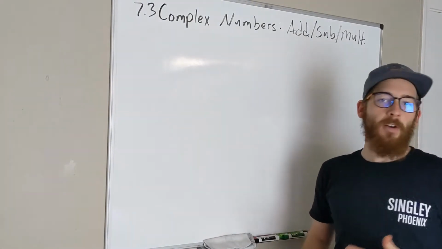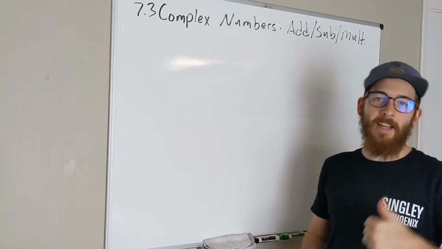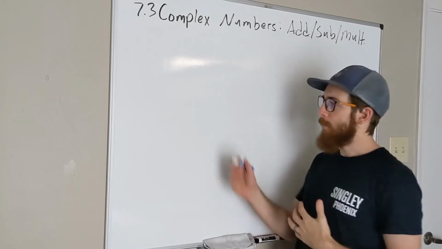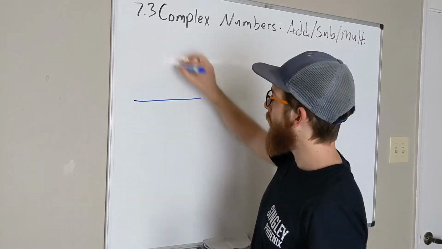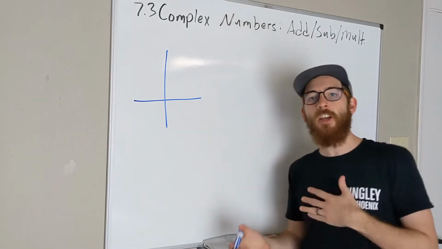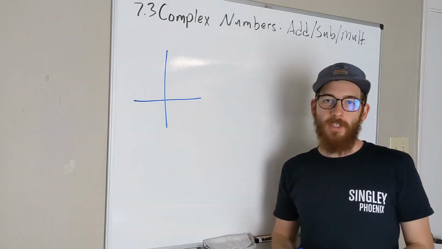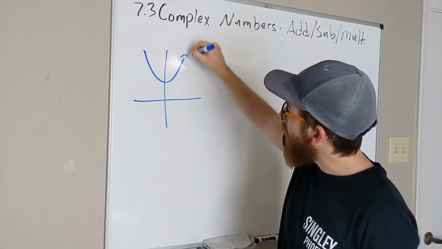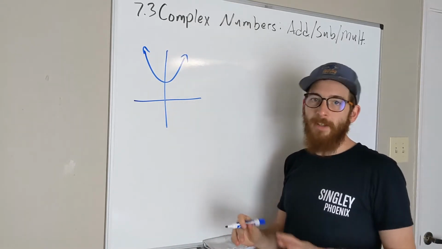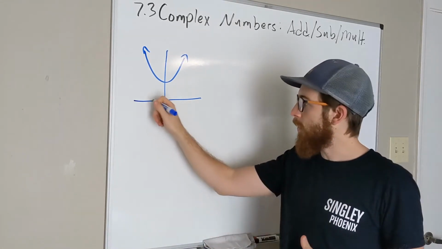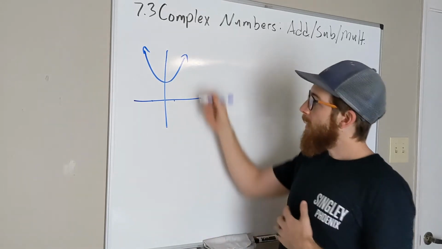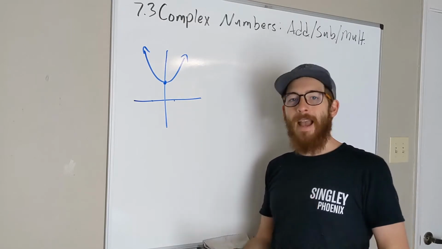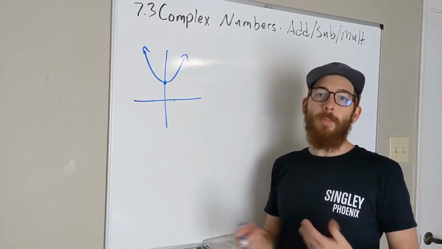7.3 is all about complex numbers and how to add, subtract, and multiply these numbers together. Before we get into it, I want to explain how this is going to be related to our next topic, which is quadratic equations. If I have a quadratic equation that looks like this, and later we'll talk about roots, zeros, like where it crosses the x-axis, but if it does not cross the x-axis, then it has what we call imaginary roots, and that deals with imaginary numbers.